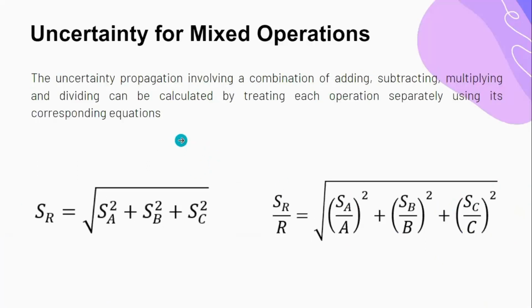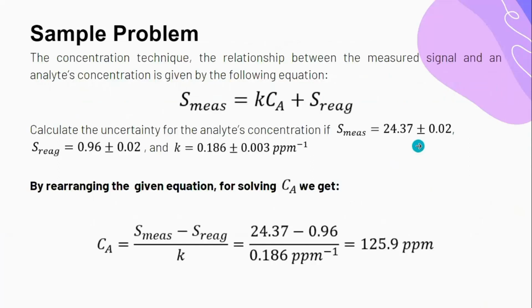Since there are many calculations that involve addition, subtraction, multiplication, and division, those problems can be solved by calculating each operation separately using the corresponding equations. So for the following sample problem, in the concentration technique, the relationship between the measured signal and an analyte concentration is given by the following equation. So we have here the given equation. Calculate the uncertainty for the analyte concentration if the measured signal is equal to 24.1 ± 0.02.